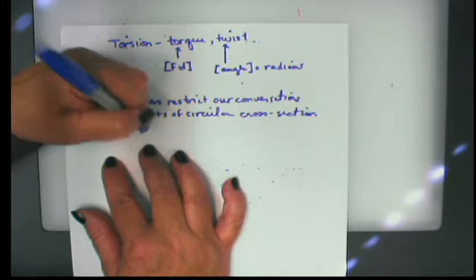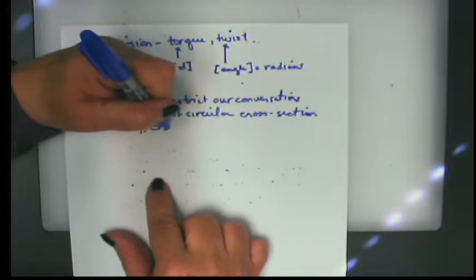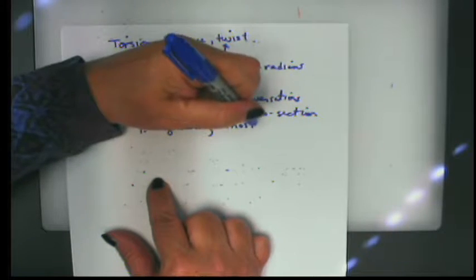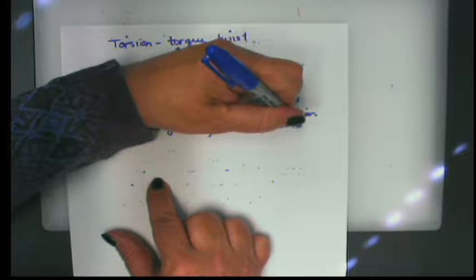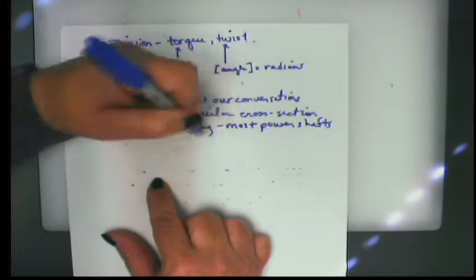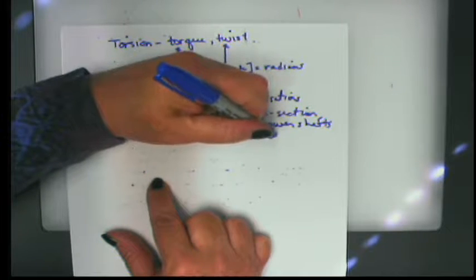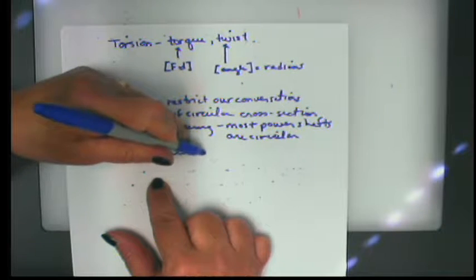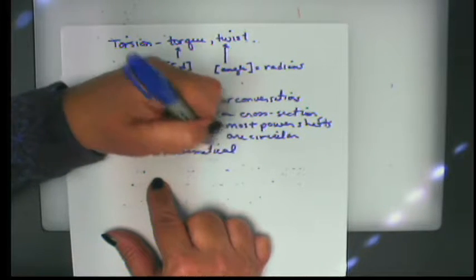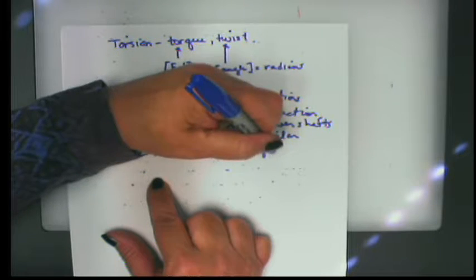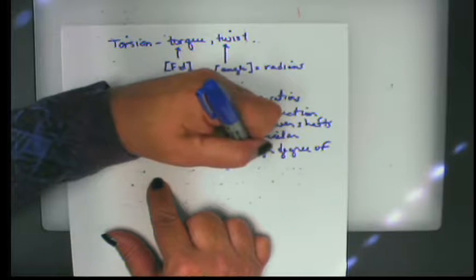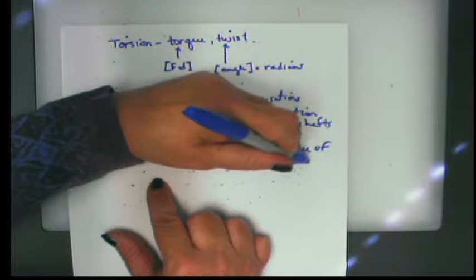And there are two reasons for that. One is an engineering reason. Most power shafts are circular, and the other reason is a mathematical reason, the high degree of symmetry.